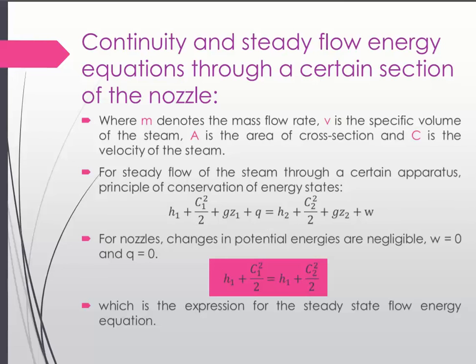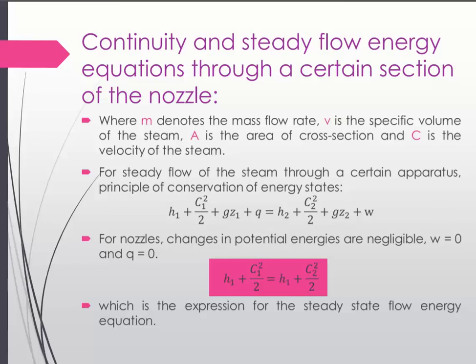h1 plus c1 square by 2 plus g z1 plus q is equal to h2 plus c2 square by 2 plus g z2 plus w, where h shows the enthalpy, c shows the velocity of the fluid, g stands for the gravity, z stands for the height of the nozzle, q is the heat and w stands for the work.